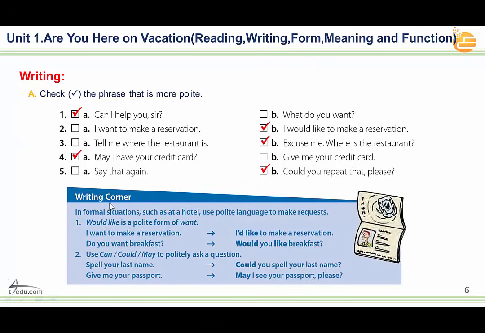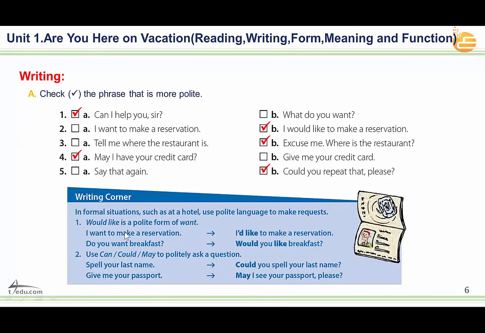Very nice. Right corner. In formal situations, such as at a hotel, use polite language to make requests. If you want to make a request, use polite language. Okay, more polite language. For example, number 1, you have to use would like. Would like is a polite form of want. So if you want to say a sentence and you want to use the word want, it's better not to use want.